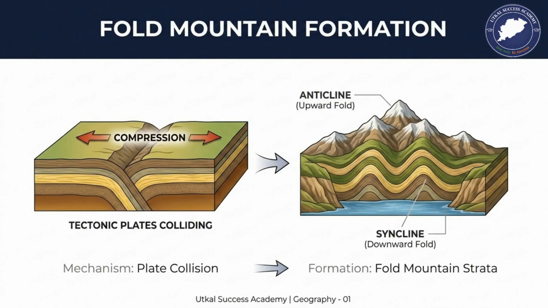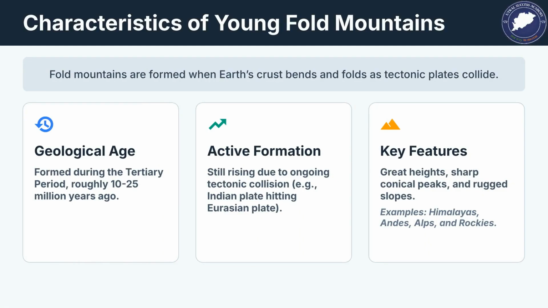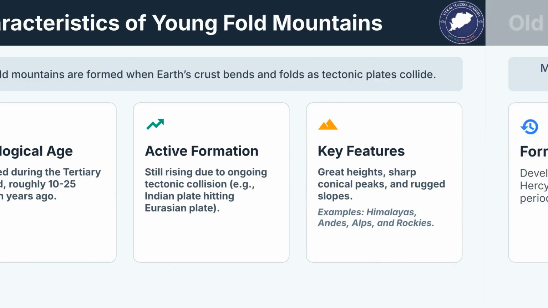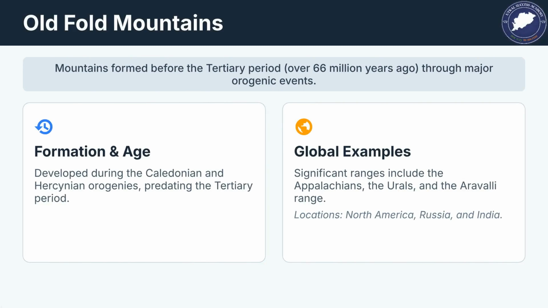This picture shows the formation of fold mountains caused by the collision of tectonic plates. When plates move towards each other, intense compression forces bend and fold the rock layers, creating upward folds called anticlines and downward folds called synclines, resulting in the development of fold mountain ranges. Young fold mountains formed during the Tertiary period, about 10 to 25 million years ago. They are characterized by great heights, sharp peaks, and rugged slopes, and they continue to rise due to active tectonic pressure. Old fold mountains formed over 66 million years ago during earlier orogenic events.